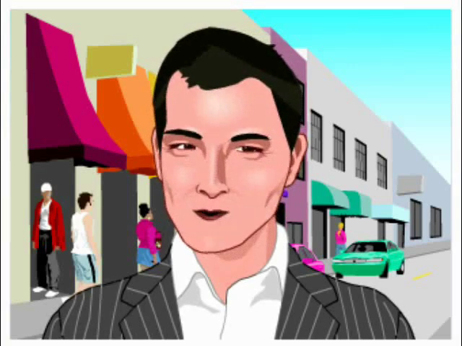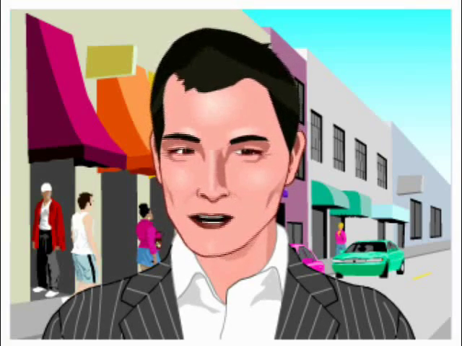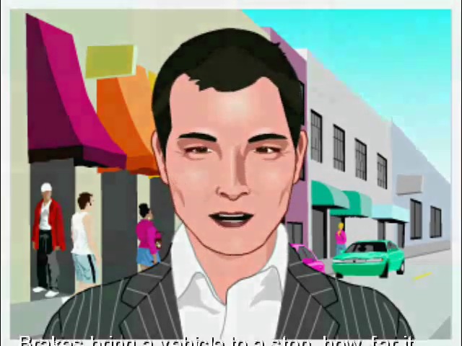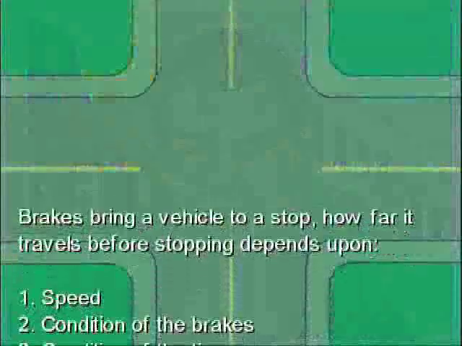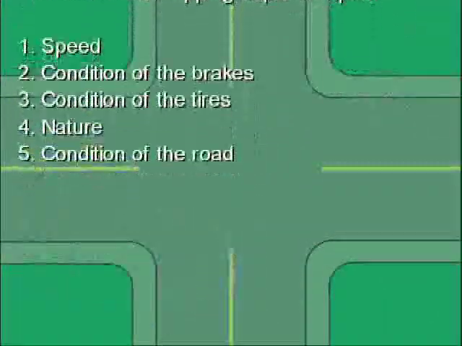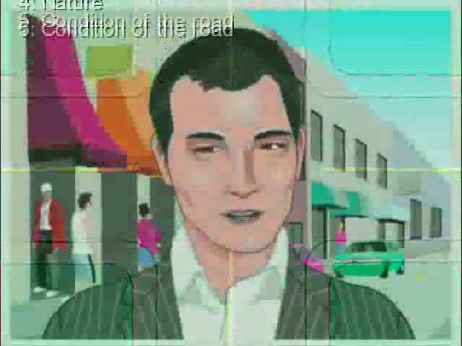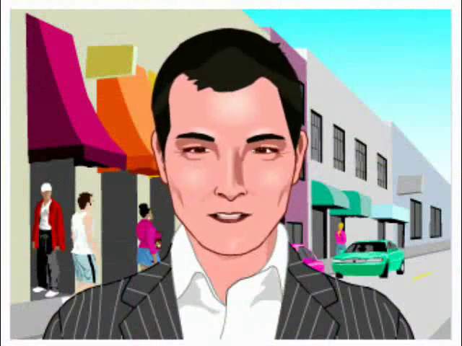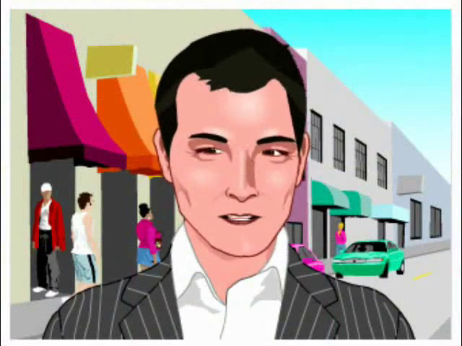Scenario 3 of 4. Brakes bring a vehicle to a stop. How far it travels before stopping depends on 1. Speed, 2. Condition of the brakes, 3. Condition of the tires, 4. Nature, 5. Condition of the road. It also depends on whether the vehicle is on a level road or traveling up or down a hill.